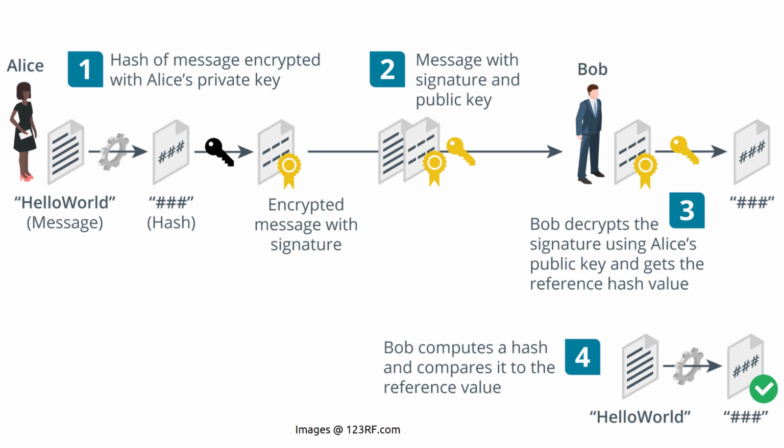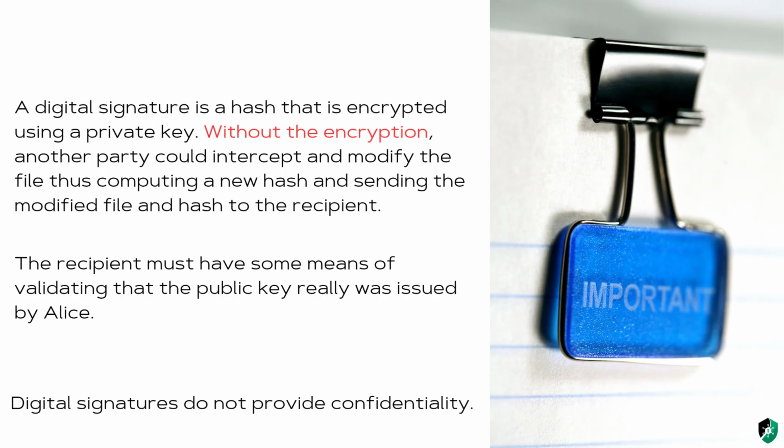So in this kind of scenario, because the hash values are going to be the same, this will prove the integrity of that file, and because Alice used her own private key which she only has access to, it's also been authenticated that indeed the message came from Alice directly. So a digital signature is a hash that is encrypted using a private key. Without this encryption, another party like Mallory or a hacker could intercept and modify the file, thus computing an entirely different hash and sending that modified file and hash to the recipient.